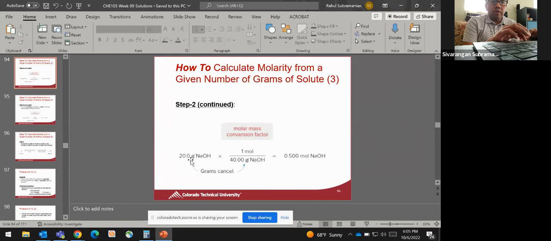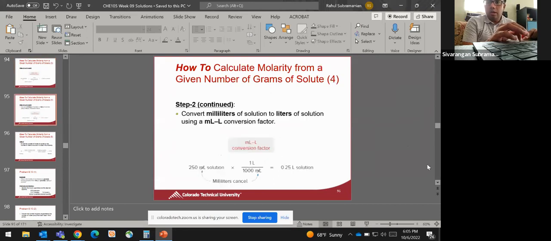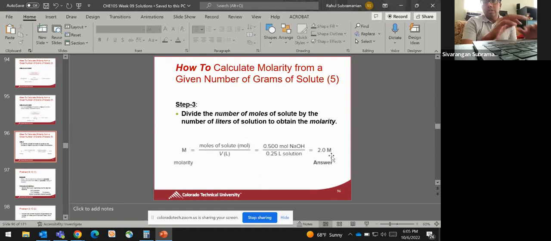So 20 grams convert that to 0.5 moles again. Now convert the 250 milliliters to equivalent liters. In molarity, you have to express it in terms of number of moles, divide that by number of liters, and that's how you get the 2 molar solution.